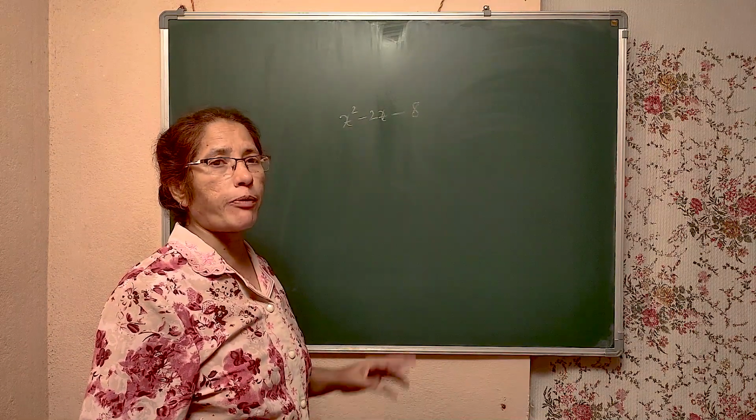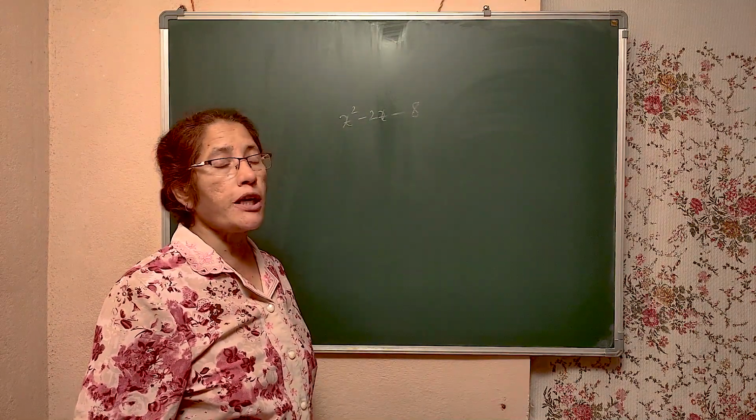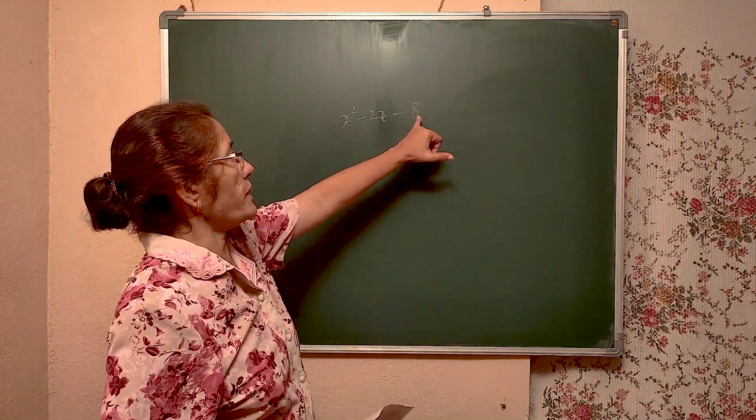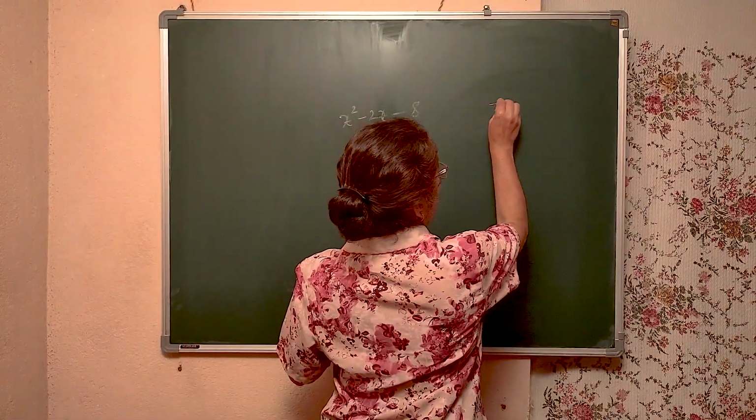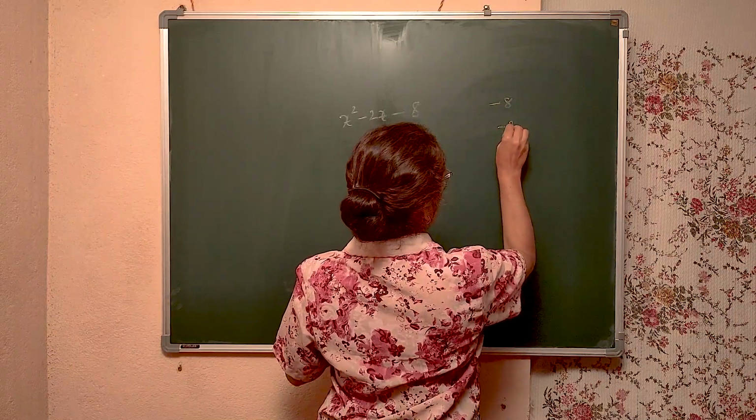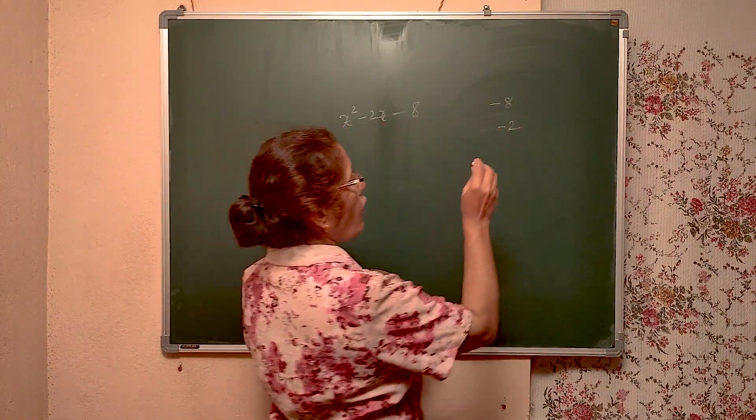As soon as a quadratic polynomial is given, what did I tell you? You have to factorize this. What should be the product? Product should be minus 8. Sum should be minus 2. So what are the factors you can think of?